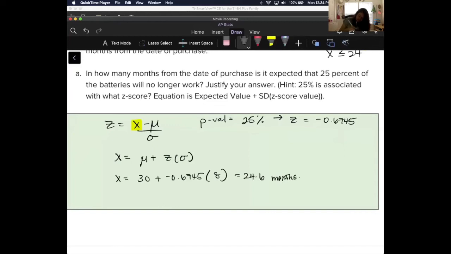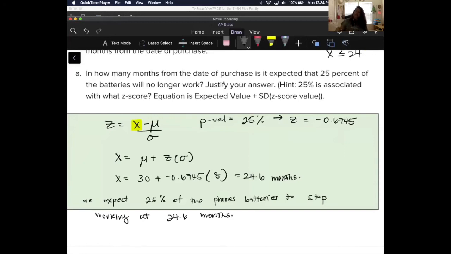So what this is saying is that we expect 25% of the phone's batteries to stop working at 24.6 months. Okay.